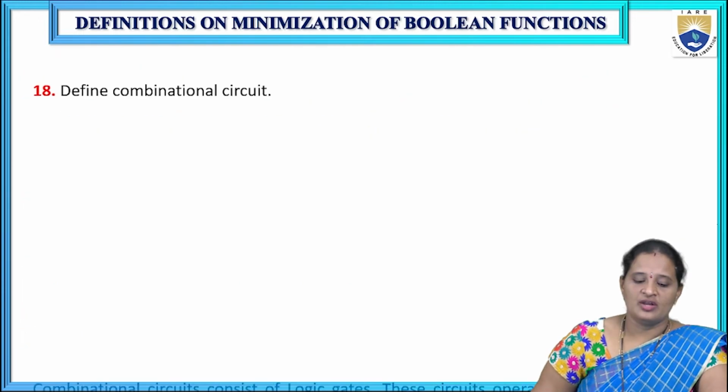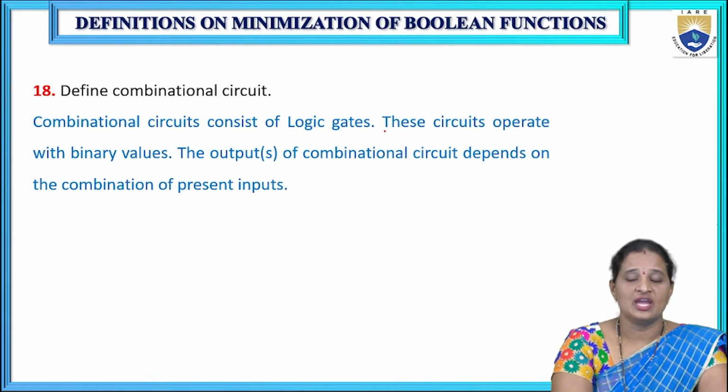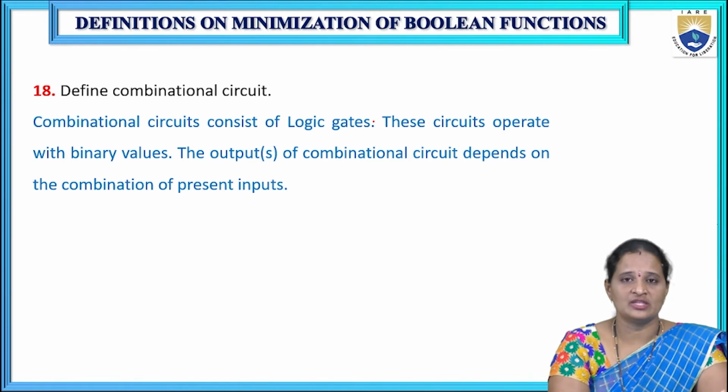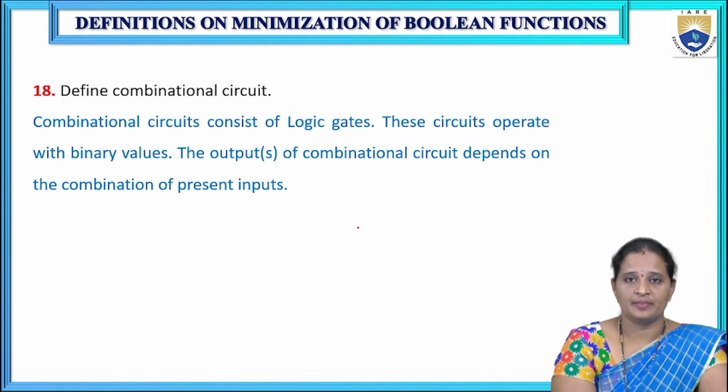Now, define a combinational logic circuit. A combinational logic circuit is a digital circuit which consists of logic gates in which the output depends only on the present input and does not depend on the present state of the circuit. So this is nothing but a combinational circuit. Any digital circuit in which the output is a function of the present input and does not at all depend on the present state of the circuit, or the previous output of the circuit, is said to be a combinational circuit.